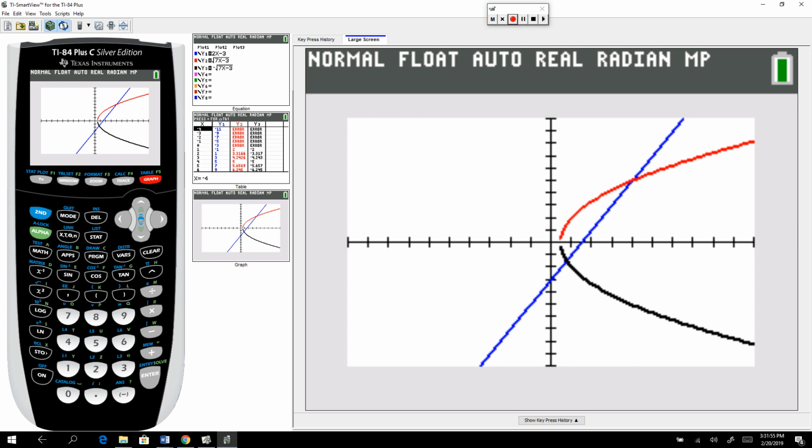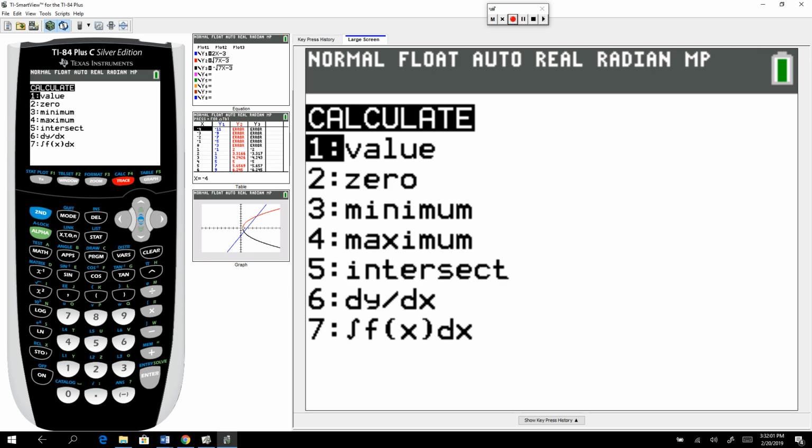So we're going to ask our calculator, hey, can you help us find that? Our favorite menu on the calculator, second, trace. And as you look at these options, what do you think might help us? Hopefully you're yelling intersect. Yes, we need to know where those intersect. So choose choice 5.